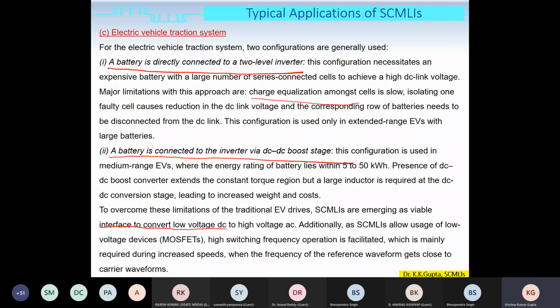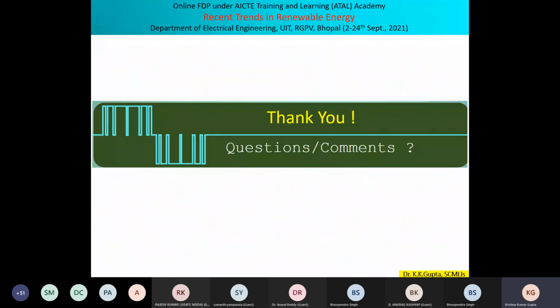To obtain a satisfactory waveform, the switching frequency has to be higher than the reference signal itself. So when you are using a multi-level inverter, where the voltage rating of the switches is much less as compared to the output voltage, you can use low voltage devices, that is MOSFETs, which can operate at very high frequency. So the speed control becomes very reliable there. This is a very important advantage.